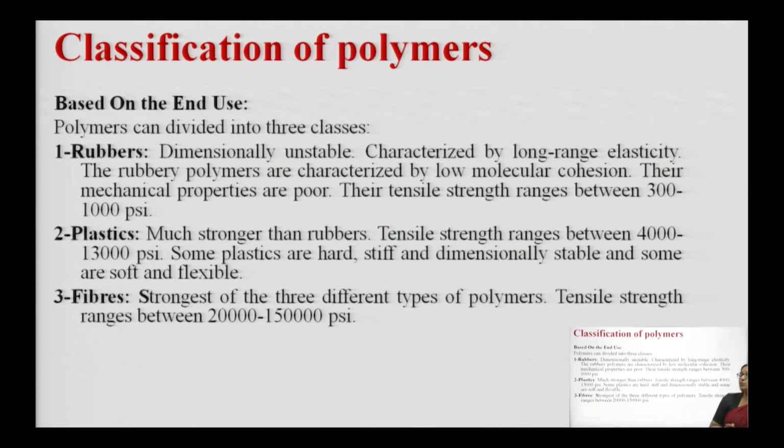Based on the end use, they can be classified into rubbers, plastics and fibers, which mainly differ in their tensile strength. Fibers are the strongest of the three categories, rubbers are soft and elastic. Plastics are stronger than rubbers, but their tensile strength is less than that of fibers.